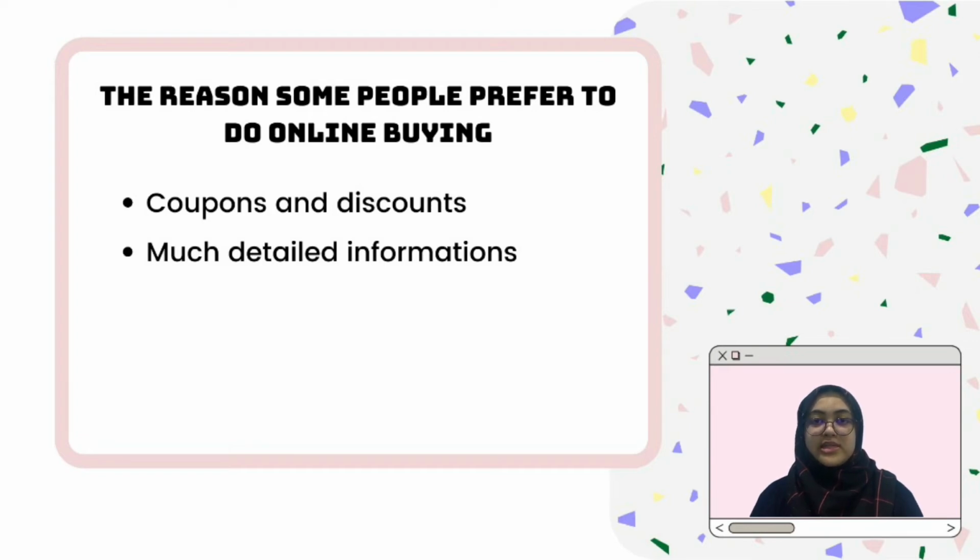The next one is, through online shopping, people can get much more detailed information about the products they want to buy. On an online shopping platform, rather than meeting with just 1 or 2 sellers, they may look out for product descriptions, related product recommendations, and customers' reviews to help them make a wiser choice when purchasing.